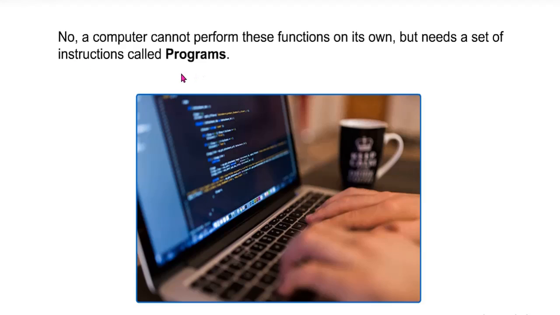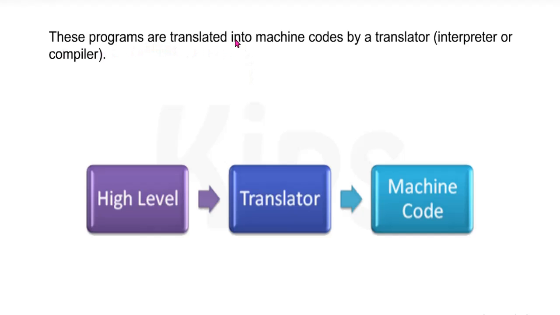Just before, we have seen the definition of syntax. What is the definition of syntax? Set of rules. But what is the definition of programs? A set of instructions. These programs are translated into machine codes by a translator. That may be an interpreter or compiler. Do you remember 6th standard or even 5th standard also? We learned the difference of interpreter and compiler.